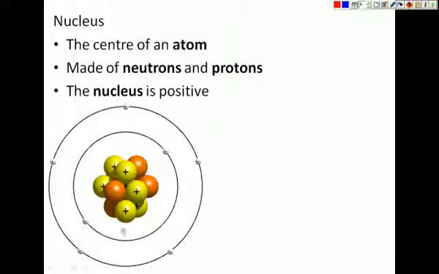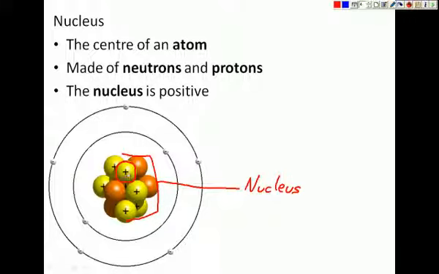So here we have a diagram of an atom. Now, this part right here, this is the nucleus. The nucleus is made up of two subatomic particles. The first type is protons. Here is one proton right here.